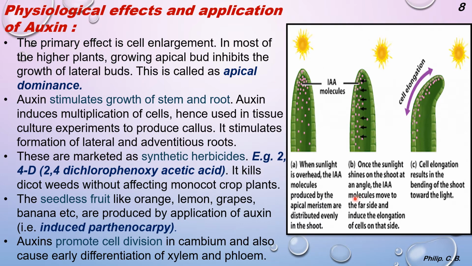So here I added an image showing the growth of the coleoptile tip as we learned in the experimentation earlier. When sunlight is overhead, the IAA molecules produced by the apical meristem are distributed evenly in the shoot, as you can see, growing straight. Once the sunlight shines on the shoot at an angle, the IAA molecules move to the far side and induce elongation of the cells on that side. So when the sunlight deviates, the growth of the tip also deviates. So you can see here cell elongation. Cell elongation results in bending of the shoot towards the sunlight.